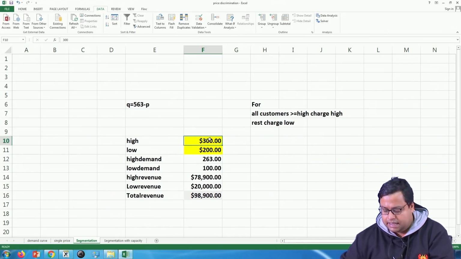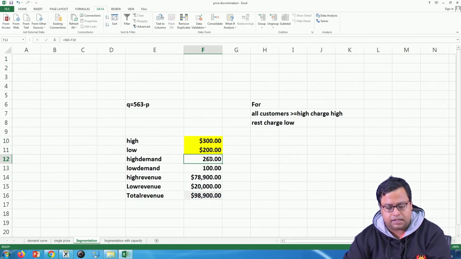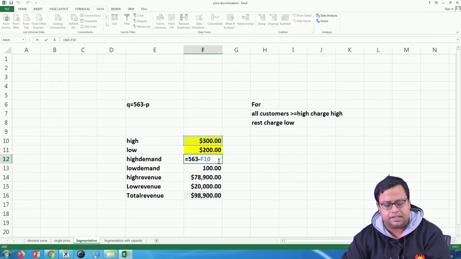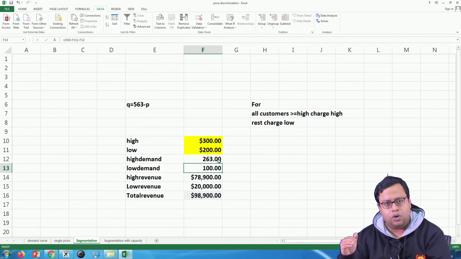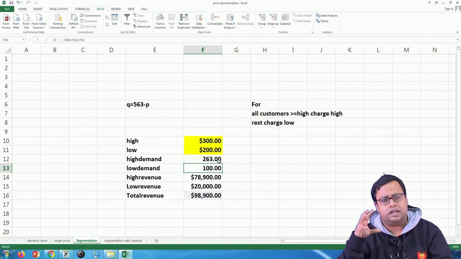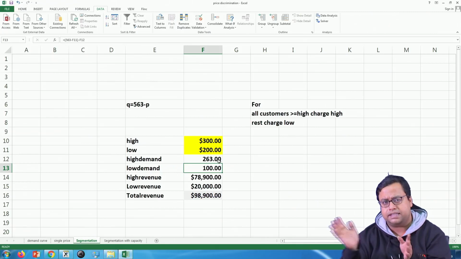So, here what do I do? I am saying that there are two prices, 300 and 200, these are my starting values, and when the price is $300, how many people are buying? The number of people who are buying is 563 minus F10, where F10 is the high price. And when I price it low, first I will actually sell to whoever is trying to buy at a high price. Whatever is remaining, I will sell at a lower price.